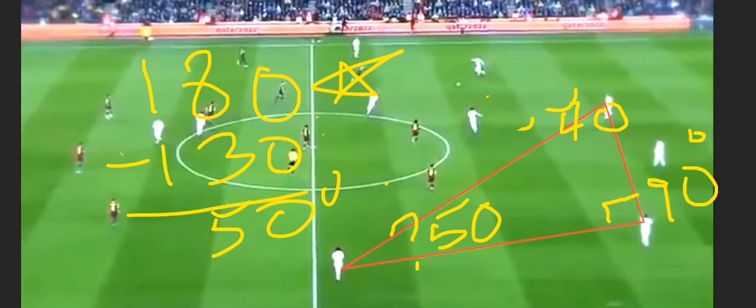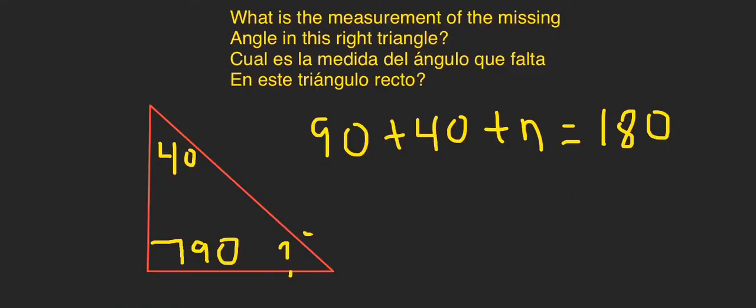So we're going to have a short quiz at the end of this. And I would like you to work on this problem here on your own. Try to find a solution. What is the measurement of the missing angle in this right triangle? Just like the one we did. ¿Cuál es la medida del ángulo que falta en este triángulo recto? So you could answer that in the quiz that I am going to be providing and giving to you guys. I'm going to be trying to give you short little quizzes here to help you with your grades.